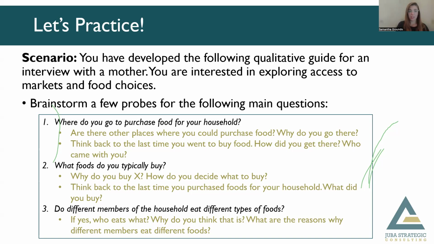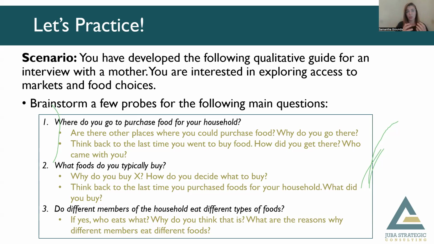And then here we have another example of a think back question. So again, think back to the last time you purchased food for your household. What did you buy? And that can be helpful in just sort of jogging the memory of participants. I think sometimes it can be difficult to answer just in general, what food do you typically eat, but orienting you to a specific time point helps to come up with those ideas.